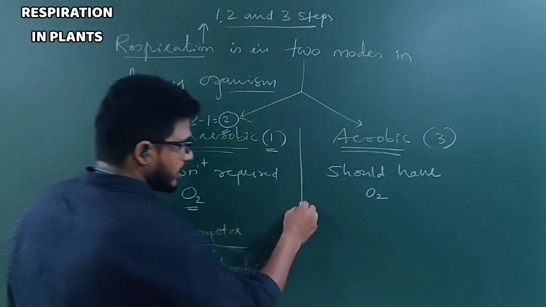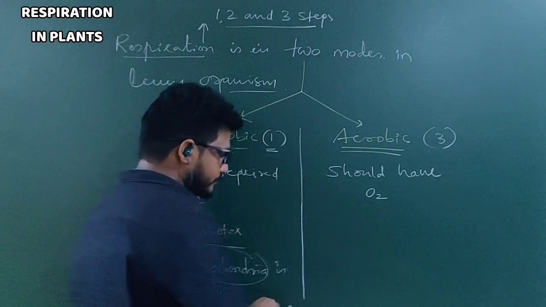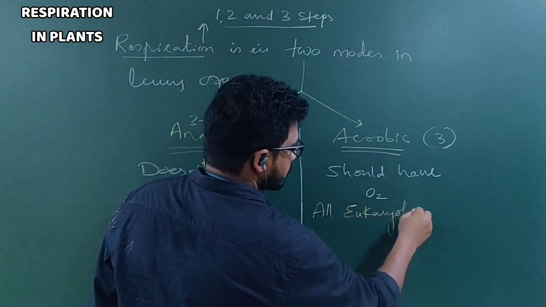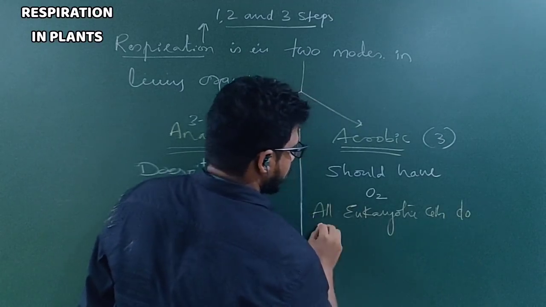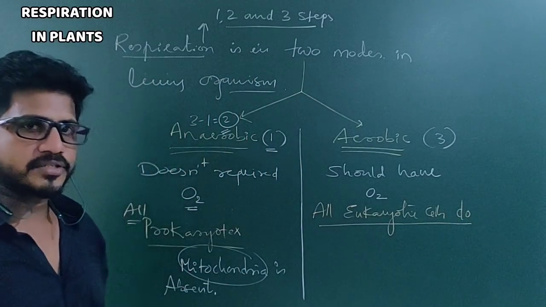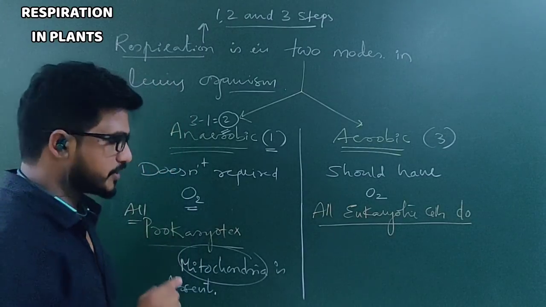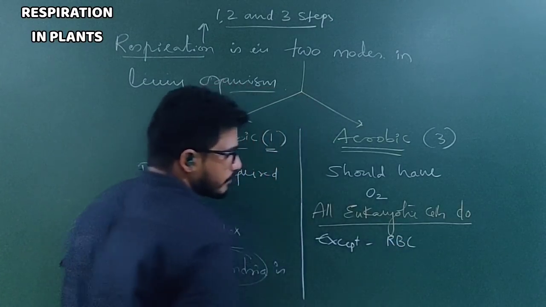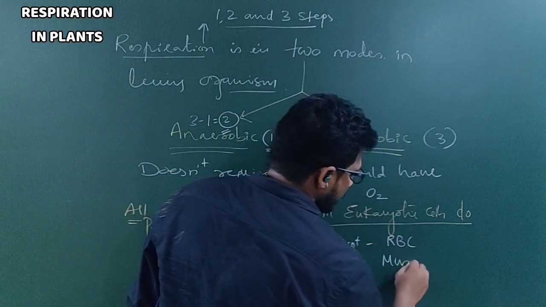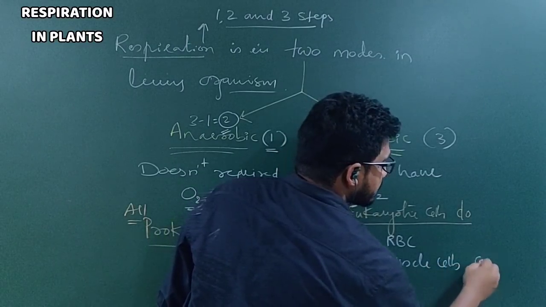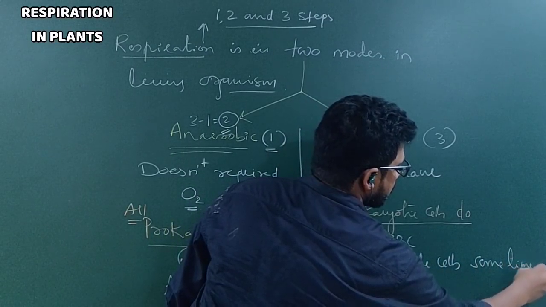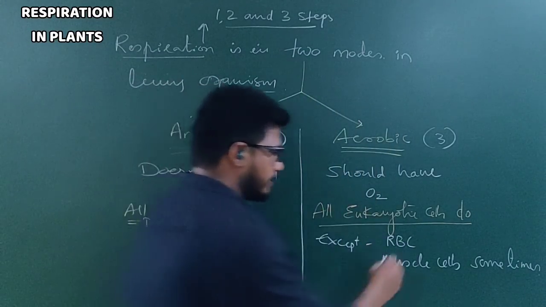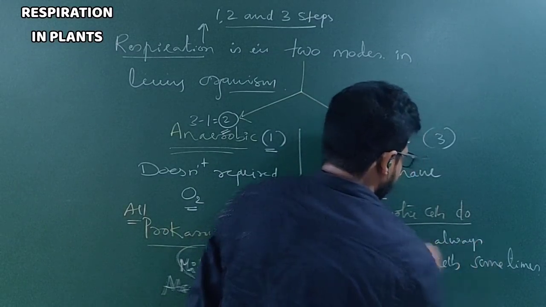So all eukaryotic cells do aerobic respiration. Here some exceptions are there. Note it. Except RBC, and except muscle cells, sometimes, not all the time. These two: RBC always.